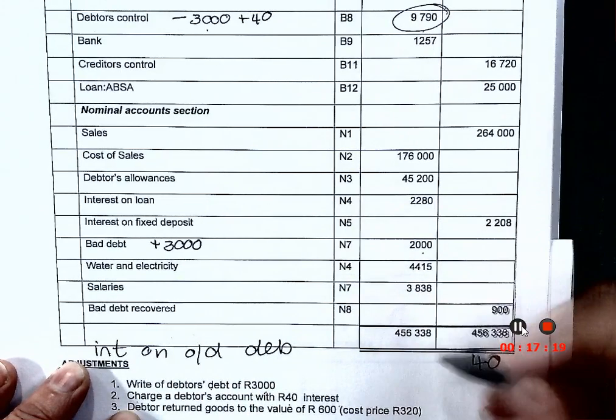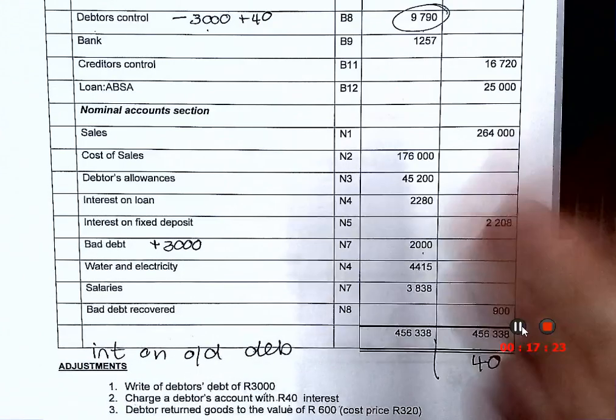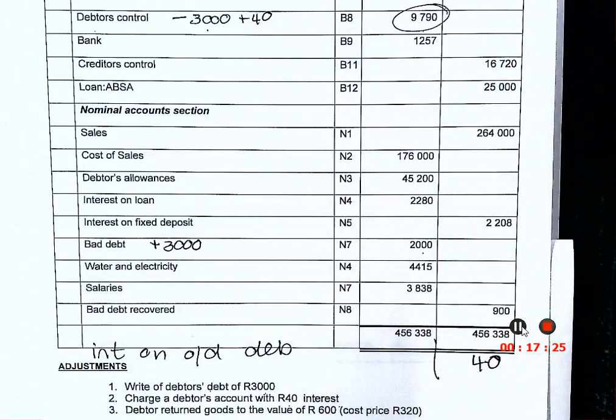You see? Because it's an income, so it's on the credit side. So basically, I'm fixing the trial balance. That's what I'm doing. Okay. Now, the last one. A debtor returns goods to the value of whatever.